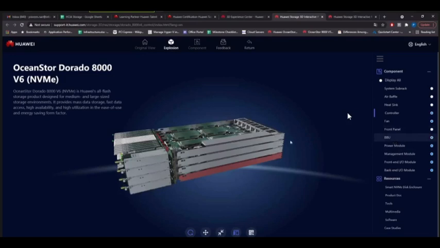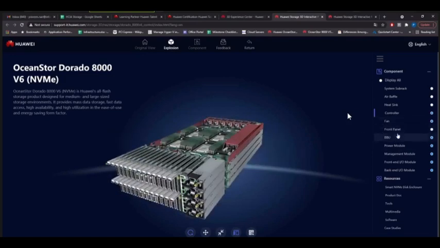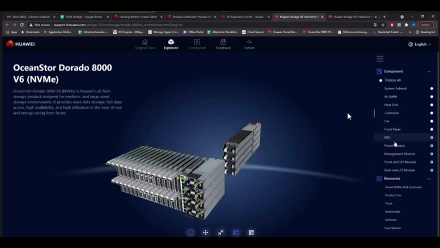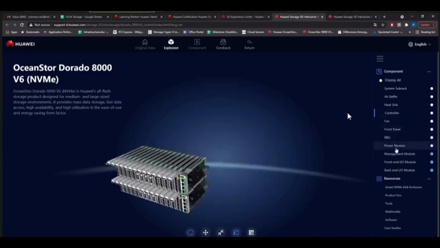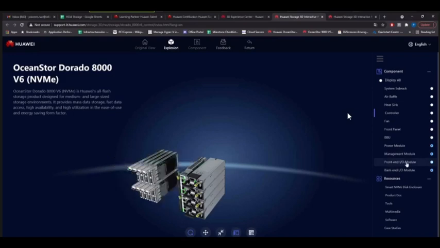Sorry, backup battery units are here, these guys. The power module, the fan module, everything here. Okay. This guy. Okay, backup battery units, power modules, management module, front-end I/O ports, back-end I/O ports. So what is the difference between front-end I/O and back-end I/O? Front-end I/O is basically storage to server communication. So these are the ports used for storage to server communication. Back-end I/O ports are what you call expansion modules, basically connecting your storage to disk arrays.